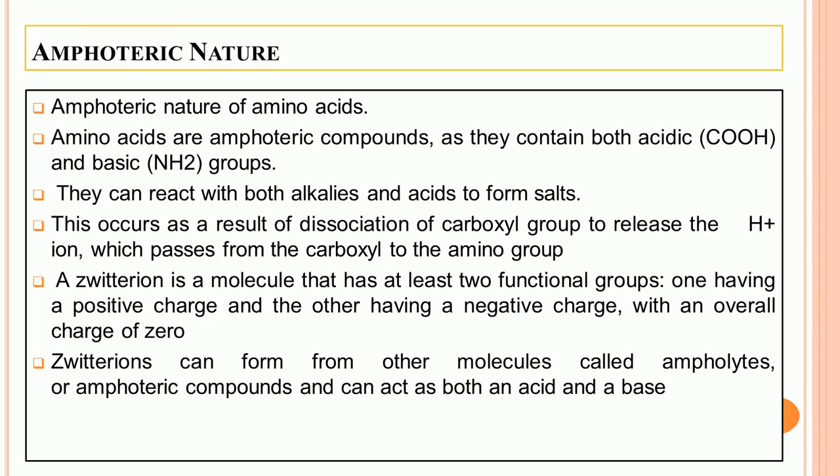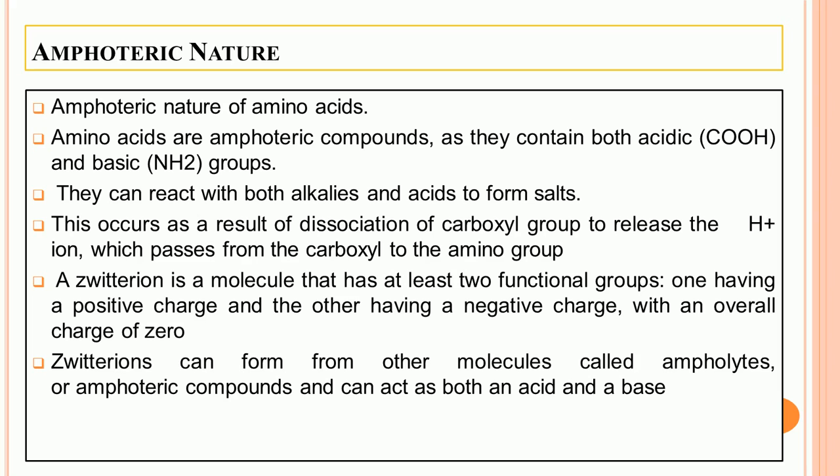Come toward the amphoteric nature of the amino acids. How can we differentiate between carbohydrates, proteins, vitamins, macronutrients, micronutrients? So, protein is also one of the major classes, a nitrogenous group of compounds, which is composed of multiple amino acids.